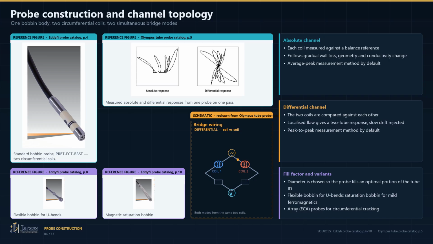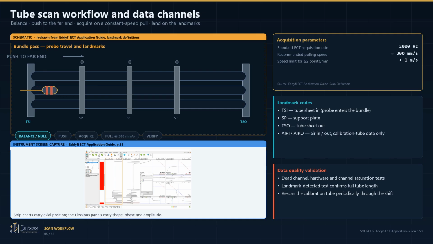For U-bends there is a flexible bobbin, for mildly ferromagnetic tubing, a magnetic saturation bobbin. Acquisition is disciplined. Balance the probe in a clear area of the calibration standard. Push it the full length of the tube. Start acquisition, then pull at constant speed. The application guide recommends about 300 mm per second, at a standard acquisition rate of 2000 Hz. Stay below 1 meter per second to keep at least 2 points per millimeter.